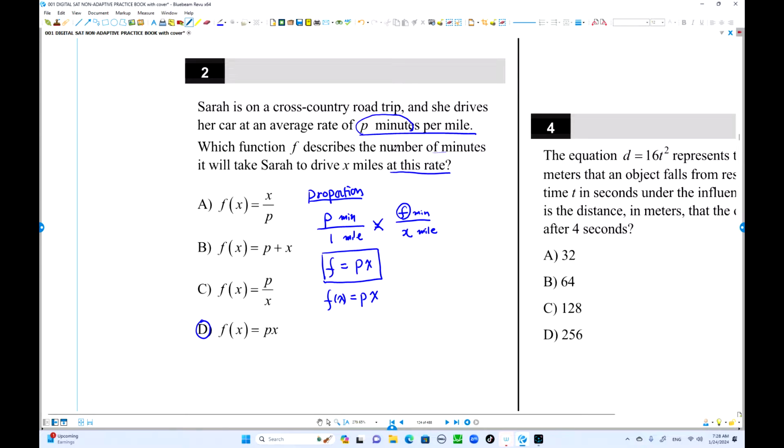This is the unit rate, p minutes per mile. Just multiply by the number of miles over here, x miles. This is equal to px. That is f.